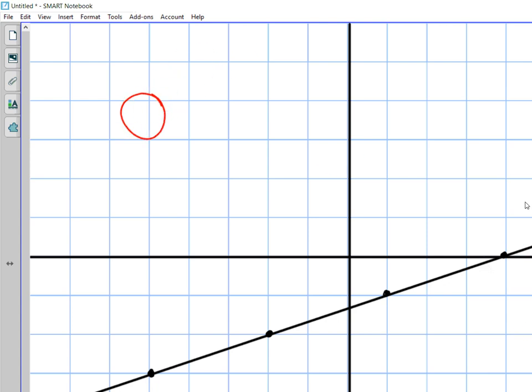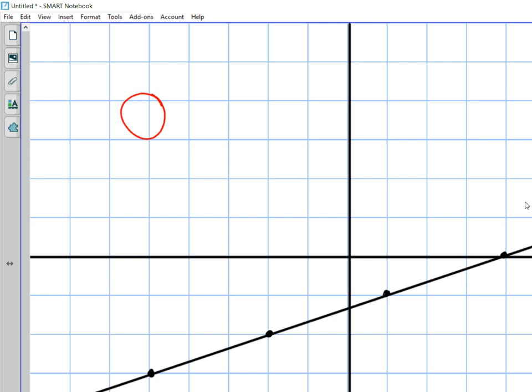Now, if you look at those dots, you'll notice first of all that they're all evenly spaced apart. That's an important feature of finding the slope, because if your points aren't evenly spaced, chances are you've picked a bad point.